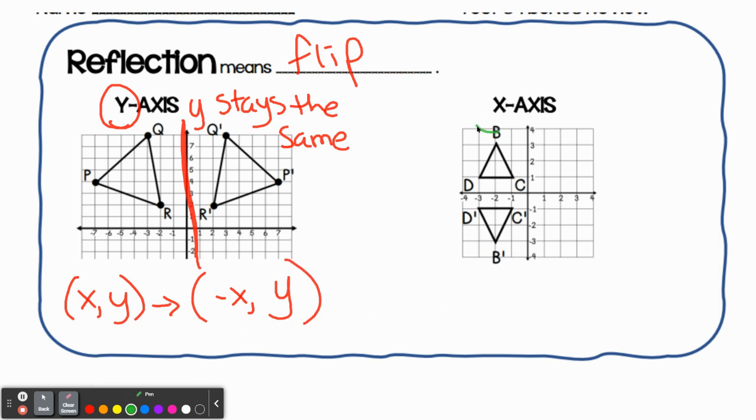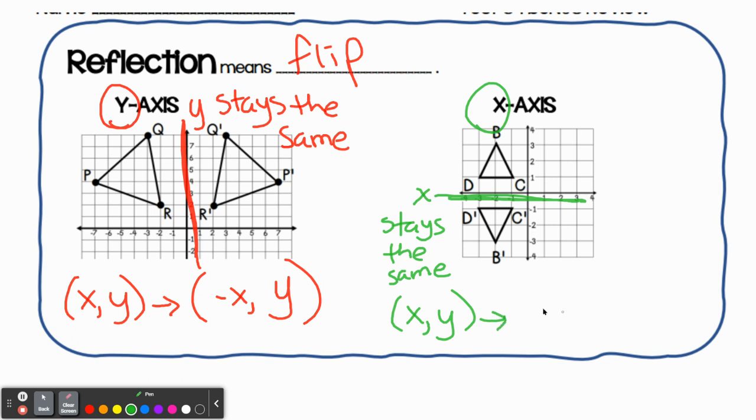When you're reflecting a graph across the x-axis, that means that you're flipping it over the x. The x is going to stay the same. To write that algebraically, you would write x comma y, and then you would leave the x alone on this one, and the y becomes a negative.